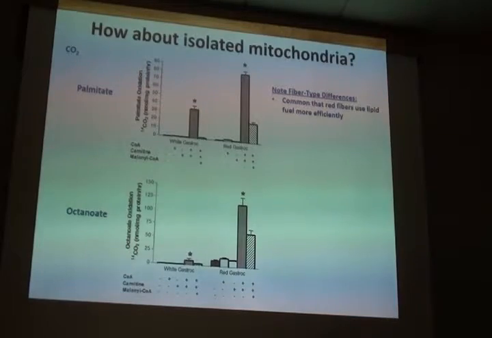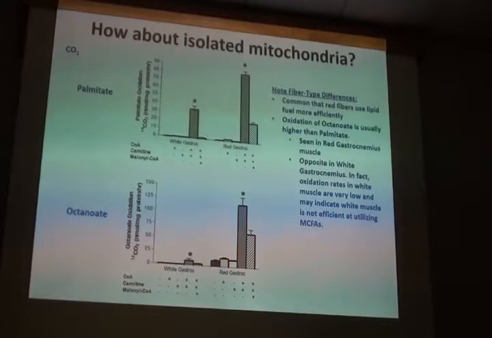But that's not true when you look at white muscle. The oxidation rates of palmitate are actually much higher in white muscle than octanoate. So it seems like maybe the white skeletal muscle has a particular problem using medium chain lipids. So it's another nuance that just hasn't been described in the literature.